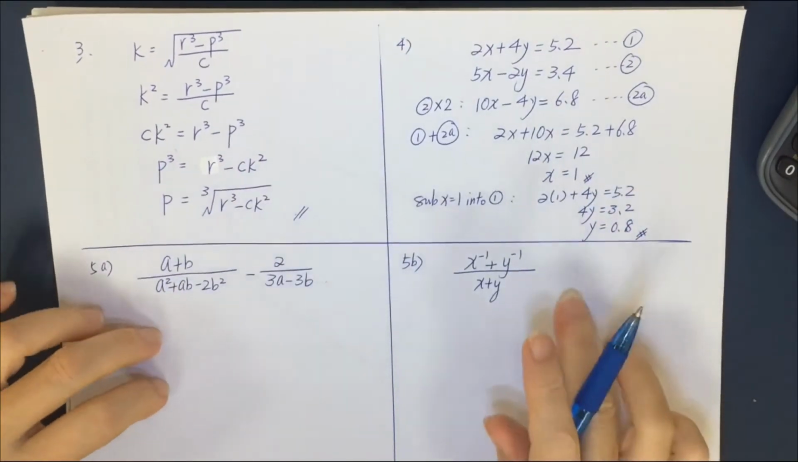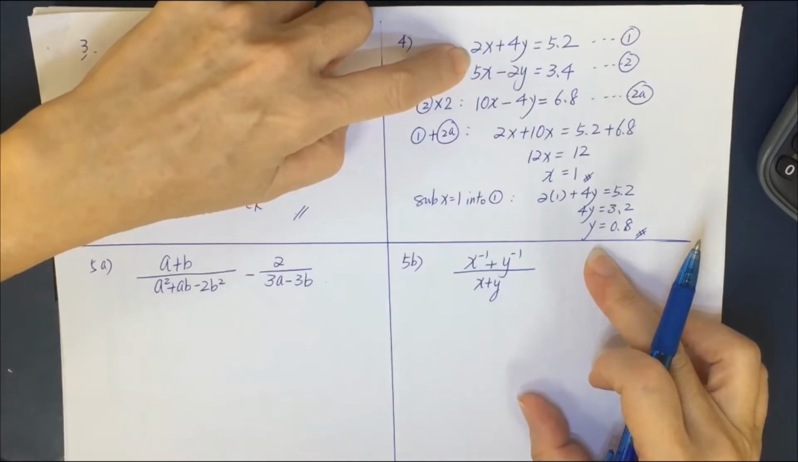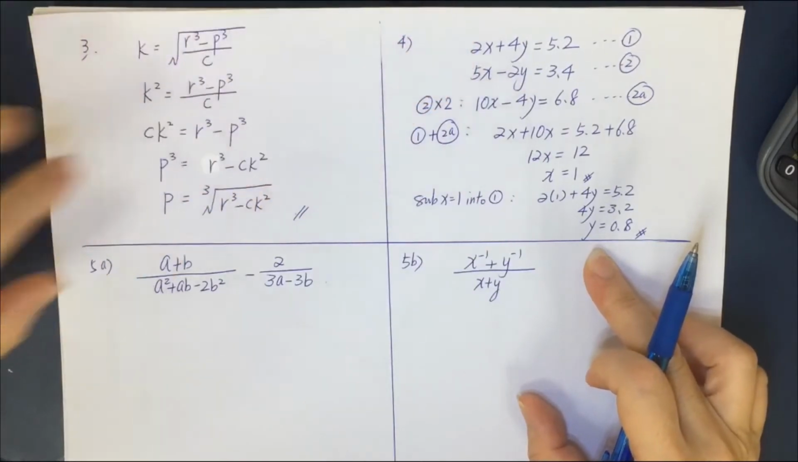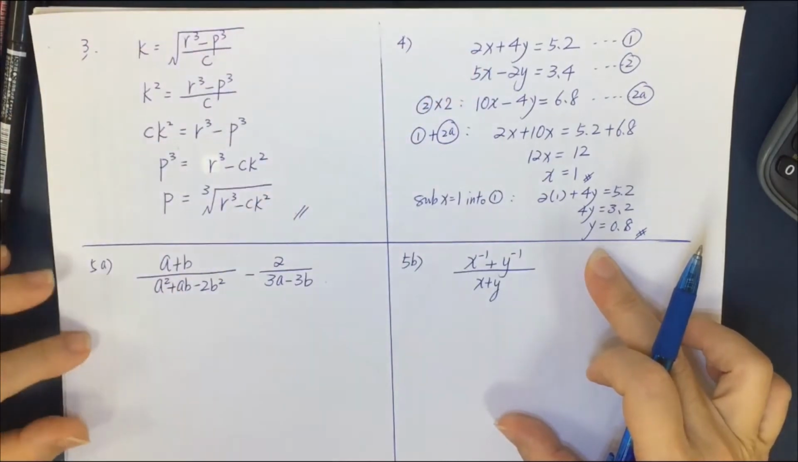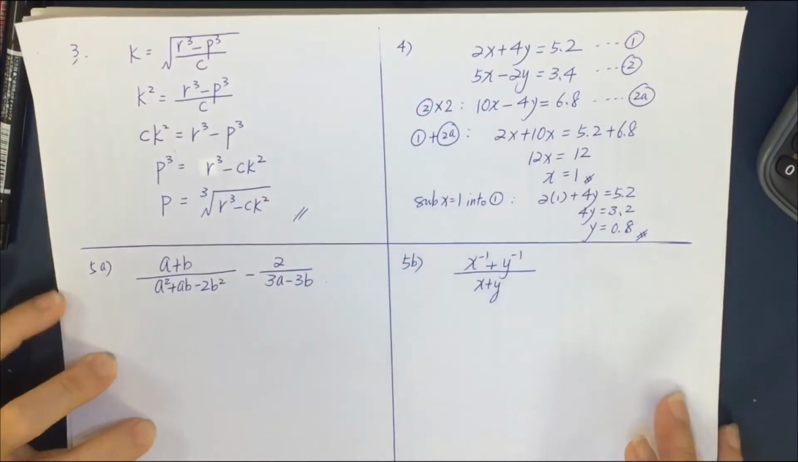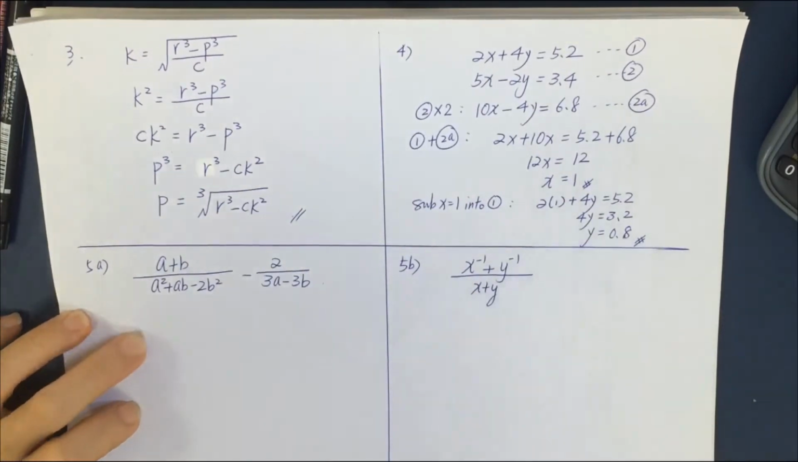So that is how to solve a simultaneous linear equation. This method is called the elimination method. I hope you still remember. But if you cannot remember, never mind. Now is the time for you to do revision.